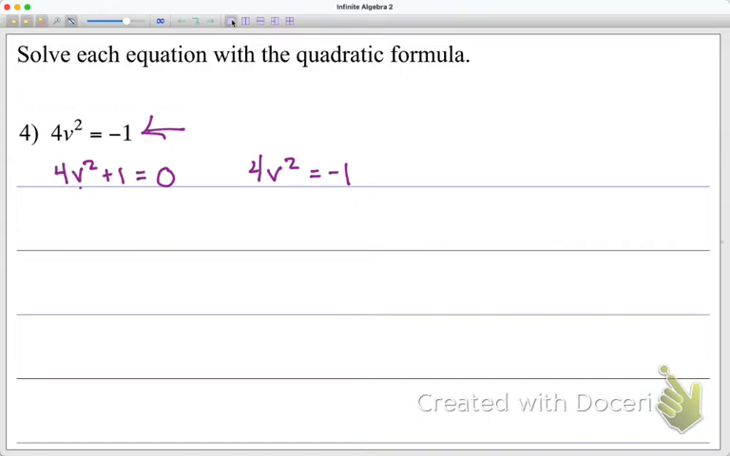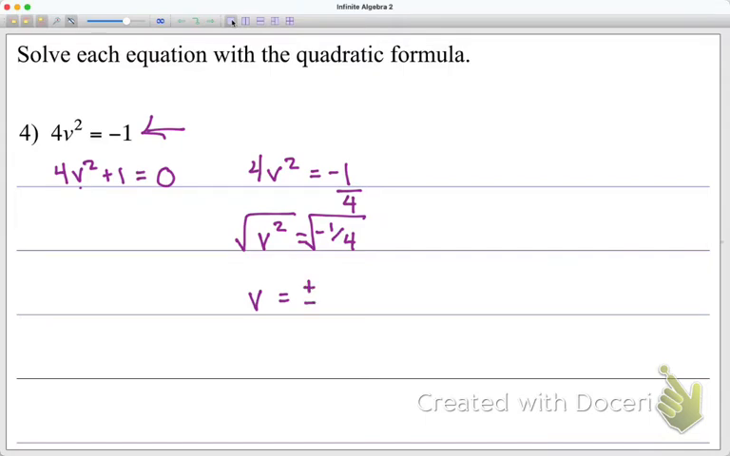Because all problems come out differently. I'm solving for v, guys. I have to divide by 4 to get your 4 off of the v squared. So I have v squared equals negative 1/4. Well, how do I undo a square? Square root. So I square root and I square root. So I have v equals, now when I take the square root, I always have to put a what in front of it?